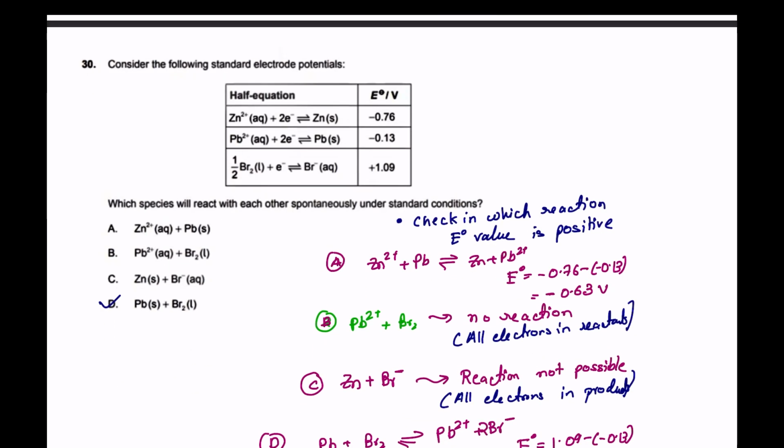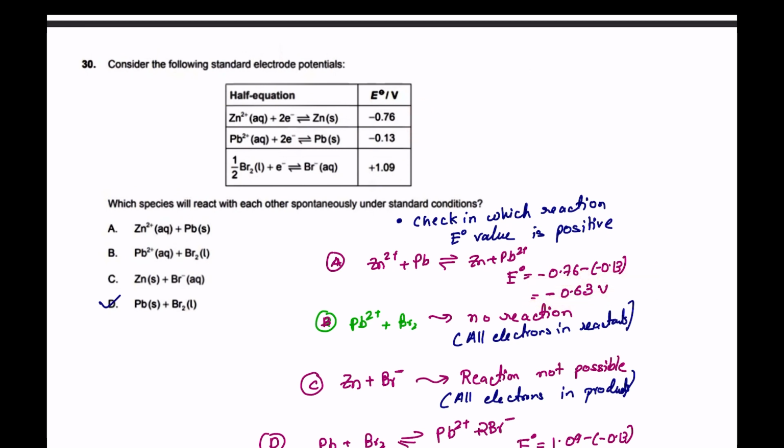Now in question 30, we need to find out which species will react together spontaneously under standard conditions. In this case, we just need to check in which reaction the E0 value is positive, and that's the correct answer. Zn2+ plus Pb gives you Zn plus Pb2+. The E0 value would be -0.76 minus (-0.13), so it's -0.60. This will not be the case because the E0 value is negative.